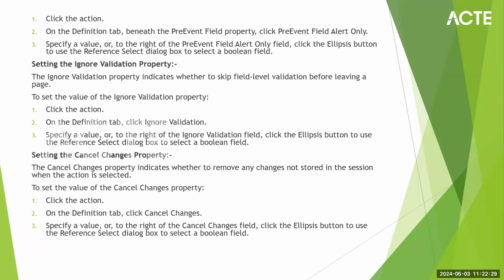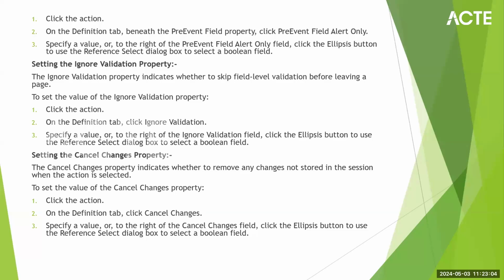How do you set the cancel changes property? The cancel changes property indicates whether to remove any changes not stored in the session when the action is selected. For example, you have created one button. When you click on that button, whatever changes you have done before clicking on it, if you don't want to store them in the session XML file, in that case we use this property.